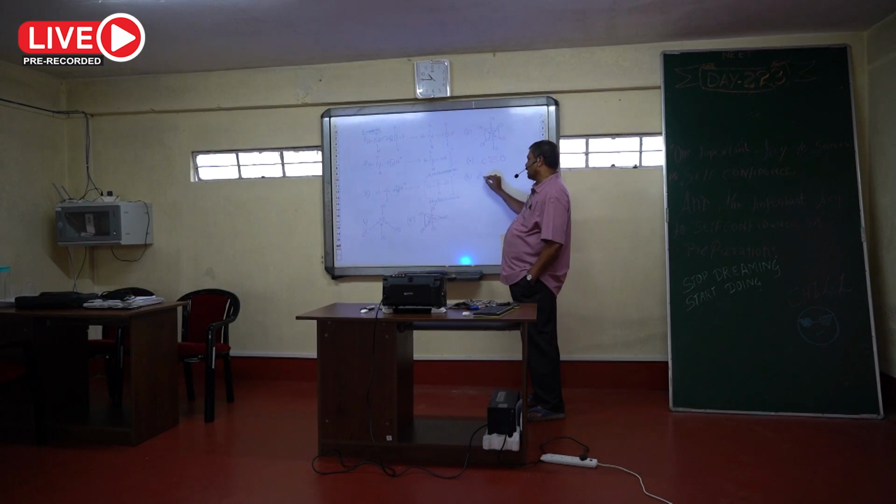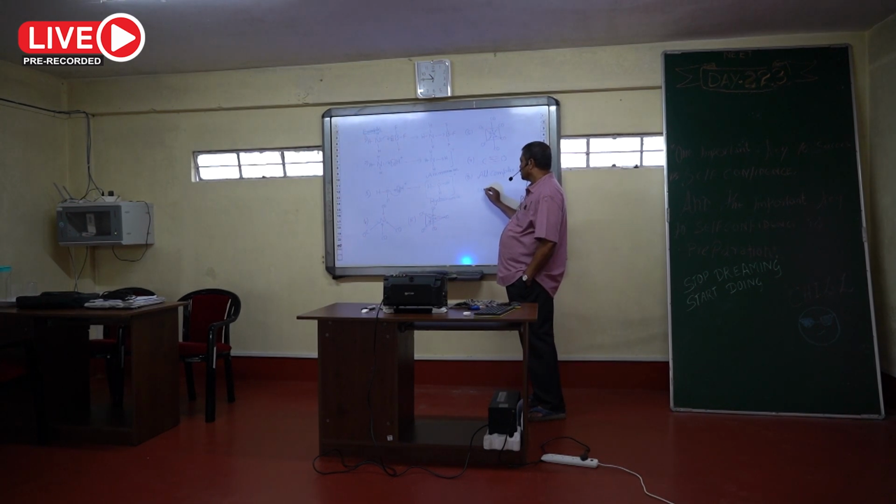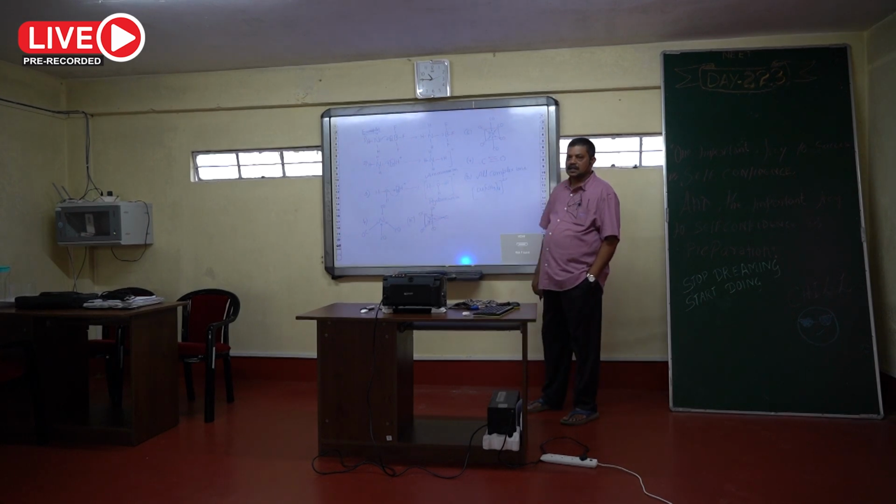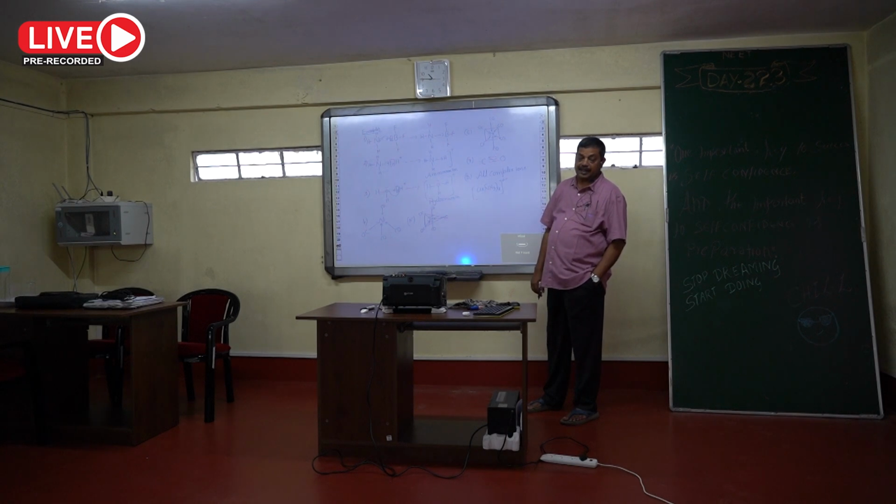All complex ions. Example, Cu(NH3)4 2 plus, tetraammine copper(II) ion. What is the spelling of ammine? AMMINE.